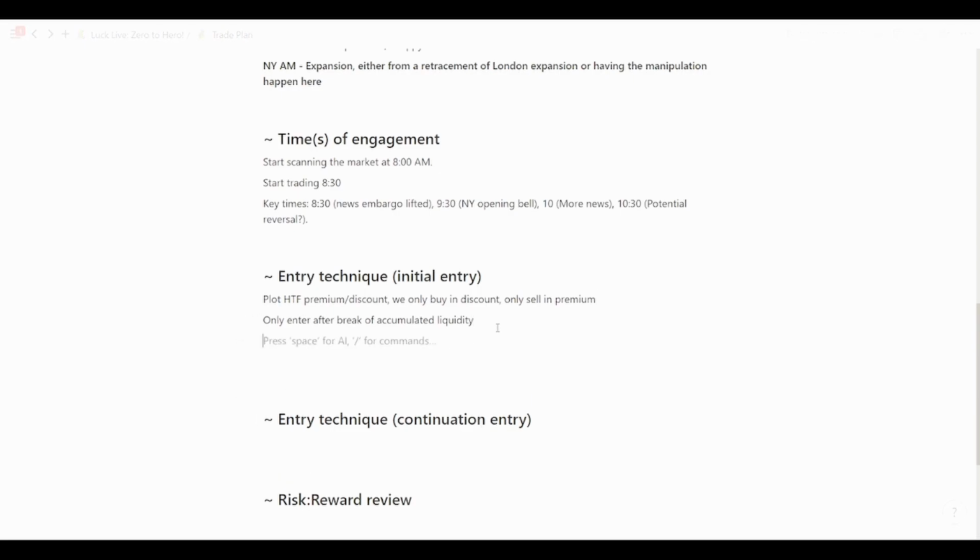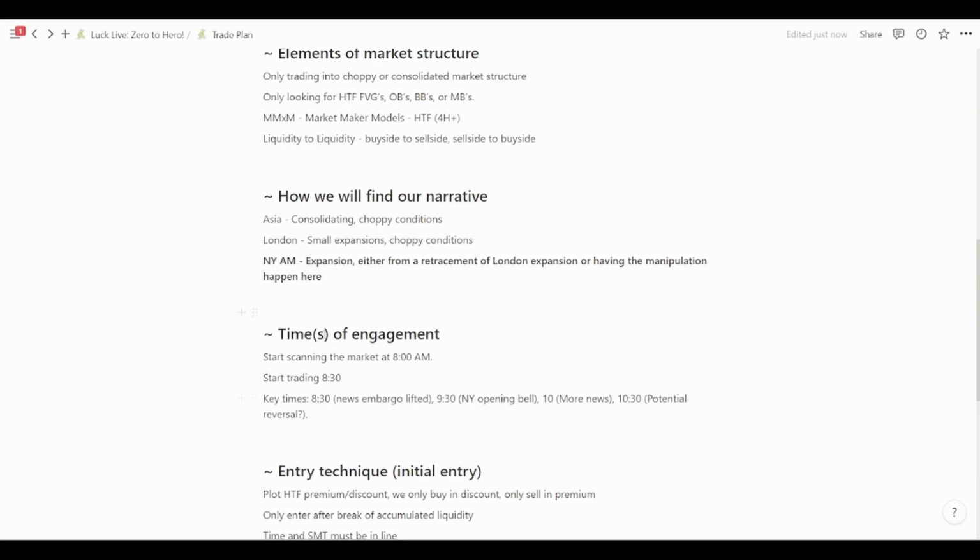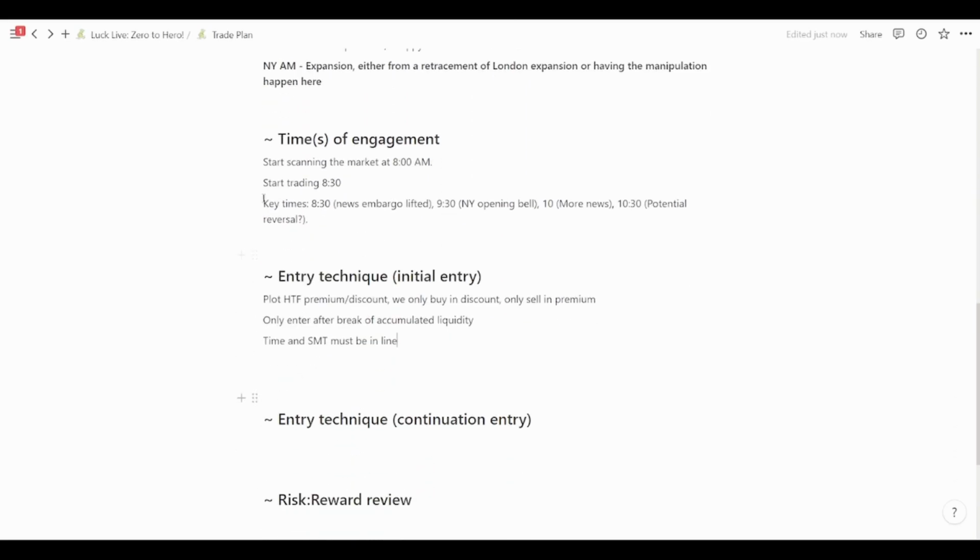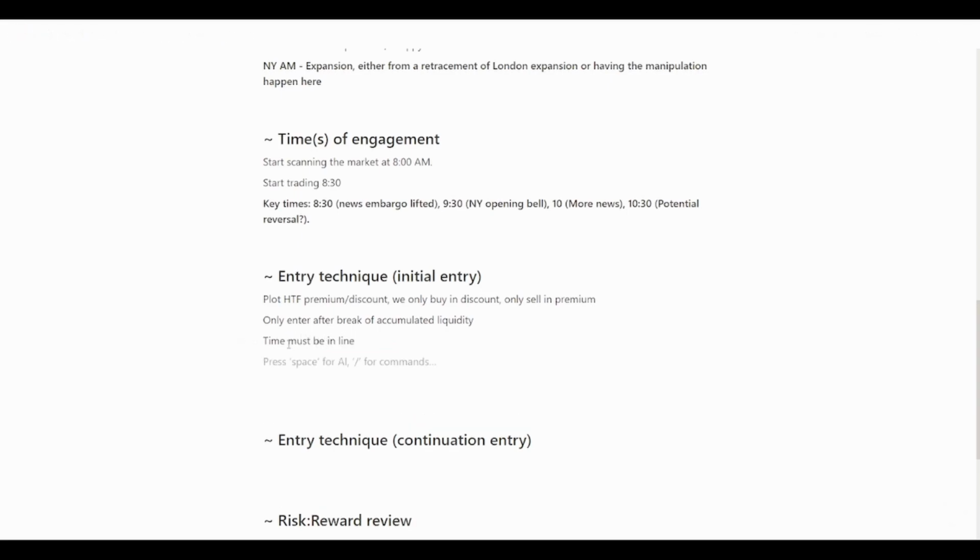Look for the break of accumulated liquidity. Time and SMT must be in line. So what does this mean? With our times, we only want to engage after one of our key times is being used. So again, your 8:30, your 9:30, 10 o'clock, and then potentially 10:30 here. And we have to have SMT. So time must be in line. Trade must have SMT.